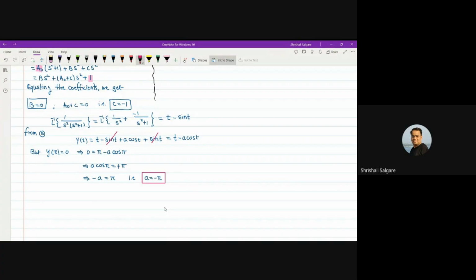Therefore, thus the final solution is given by y of t is equal to t minus, and minus, if you are substituting this value, pi cos of t. Cos of t. Up to this, any doubt?